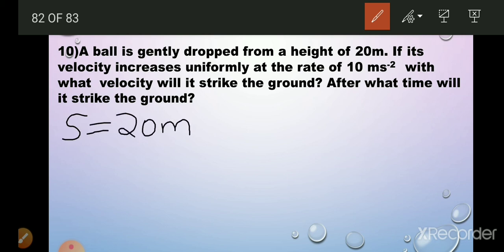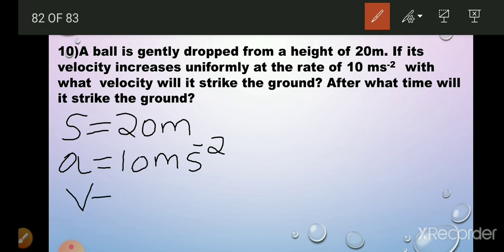And if its velocity increases uniformly at a rate of 10 meter per second, that means acceleration a is equal to 10 meter per second square. With what velocity will it strike the ground? So we have to find the velocity. So they have told at what velocity it strikes the ground. That means finally, after what time will it strike the ground, they have told.